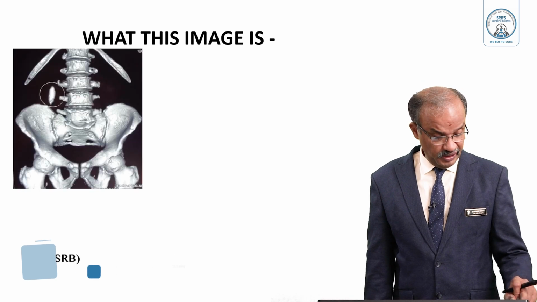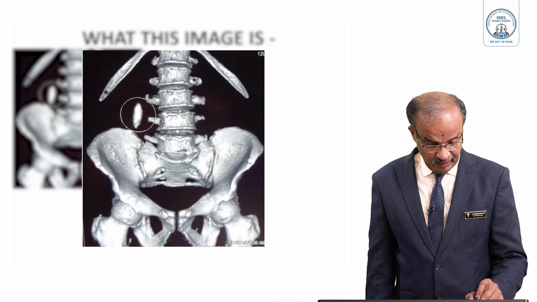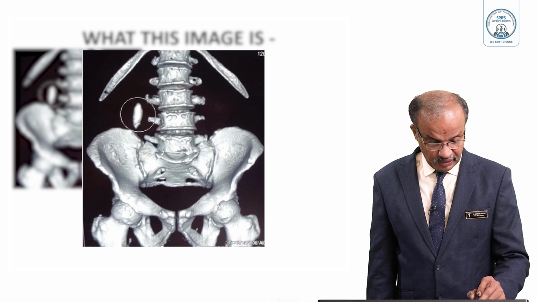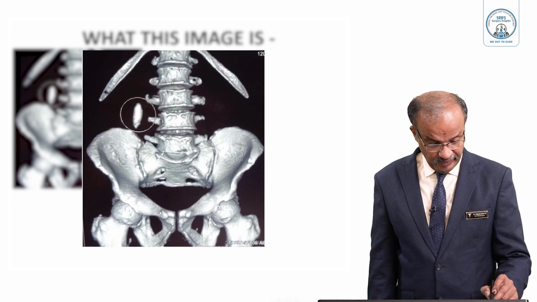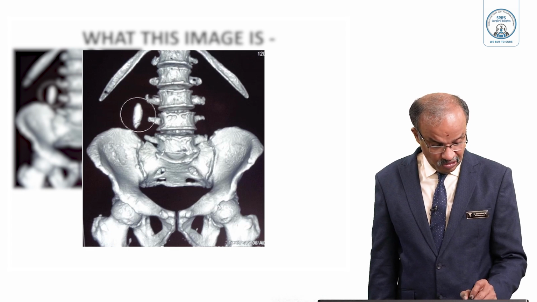We'll have an image study today. So what is this image? Look at that. You can see the pelvis, you can see L5, 4, 3, 2, 1, and this is the 12th rib. You can see the vertebra here, you can see the pelvis. You can see a radiopaque stone encircled there. You can see the pelvis, hip joint, everything.